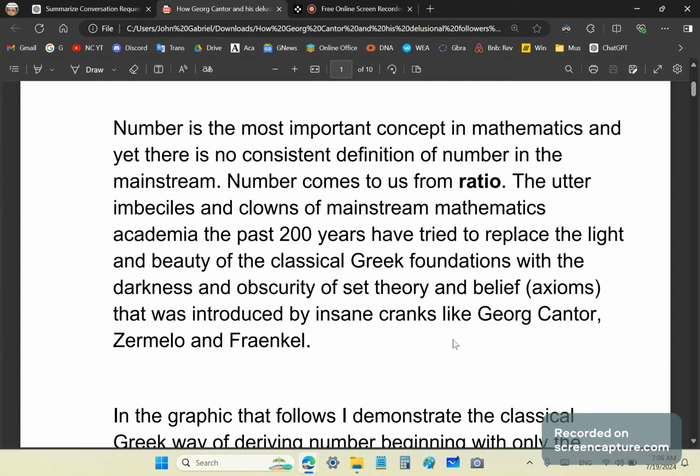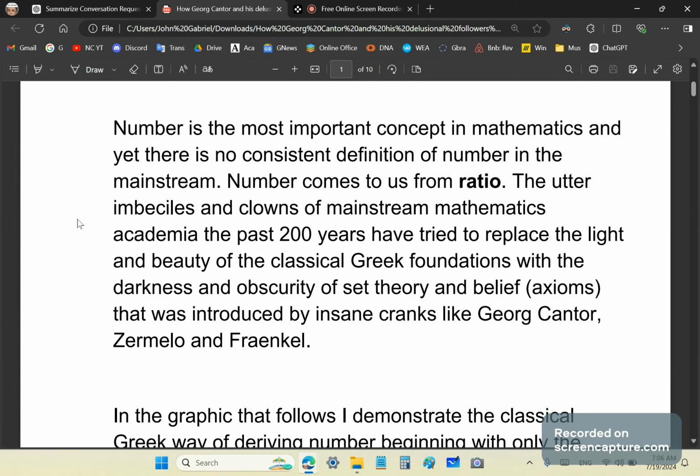So in this first part, I'm going to try and cover the derivation of number in 6 simple steps using ancient Greek knowledge, which is 100% rigorous and in which all concepts are well formed or well defined. So number is the most important concept in mathematics, and it's inexplicably woven into the concept of ratio. You cannot have number without ratio.